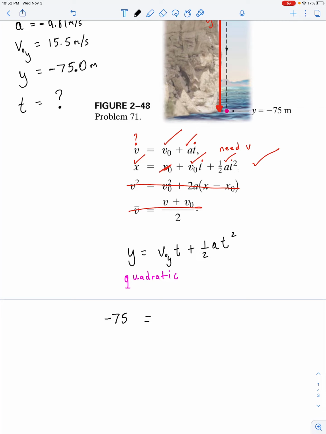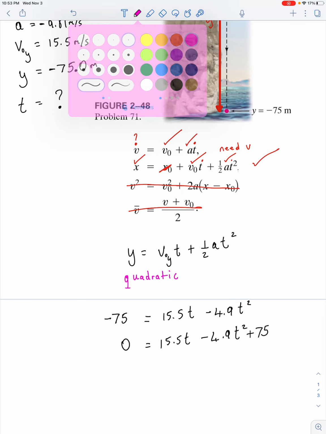Minus 75 is equal to my V0y, which is 15.5 t plus half a t squared, which I think would be minus 4.9 t squared. Cool. First thing you want to do after you plug those numbers in is shift this over, so you want to set this thing to 0. So I'm going to put this as 0, and move this over. So this becomes 15.5 t minus 4.9 t squared plus 75. And then the rest is you just follow the instructions.